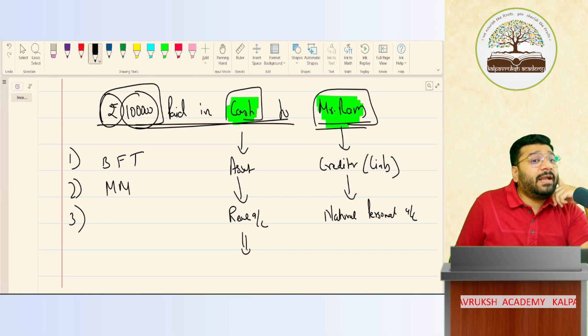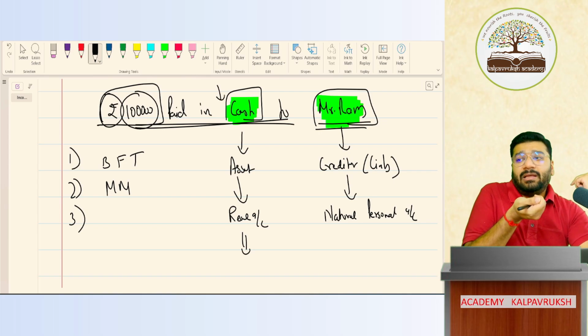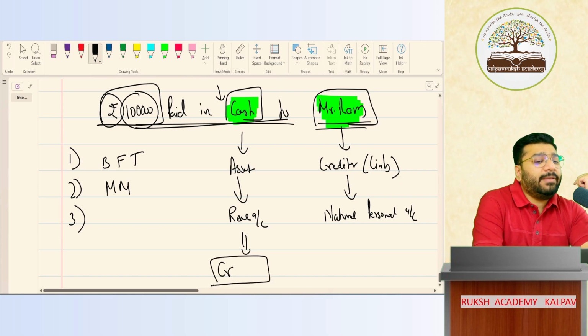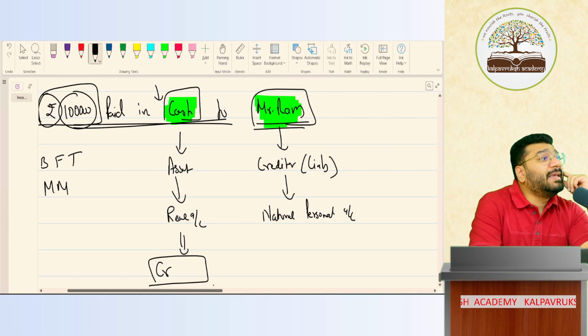Debit what comes in, credit what goes out. Here, cash is coming in or going out. So if I pay the money, cash is going out. So debit what comes in, credit what goes out. So I will credit. Any problem here? So cash in this transaction will be credited.